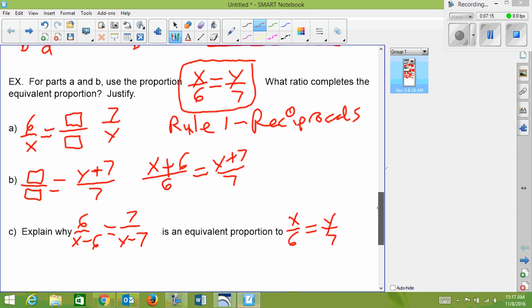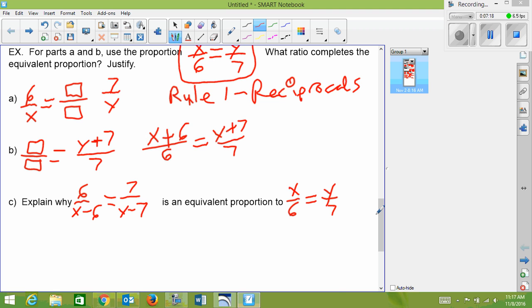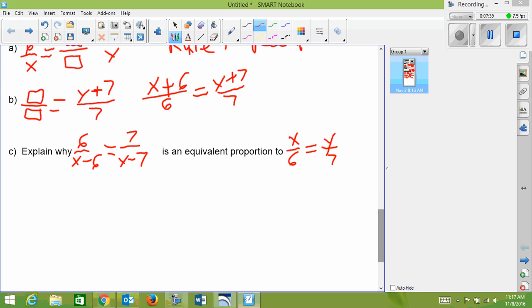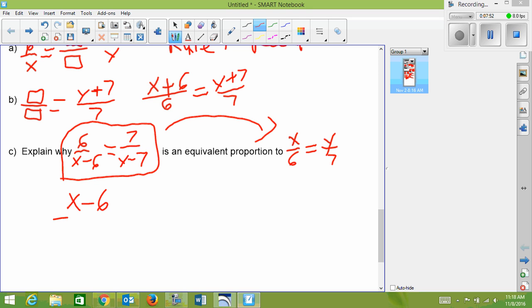So continue along those same lines using those rules. I can get a little more detailed here. It says explain why 6 over x minus 6 equals 7 over y minus 7 is equivalent to x over 6 equals y over 7. So I'm probably going to have to do a couple steps here to be able to solve this. So first step, I'm taking this, right, and I'm trying to turn it into this. So the first step, I'm going to flip them around so that my x is on the top.